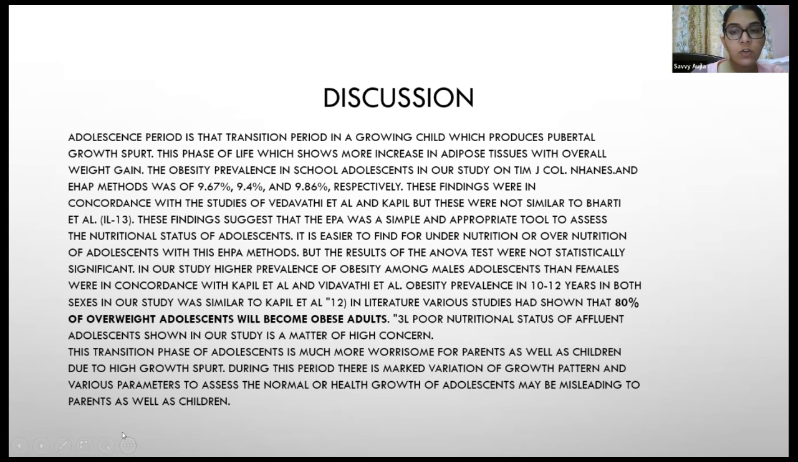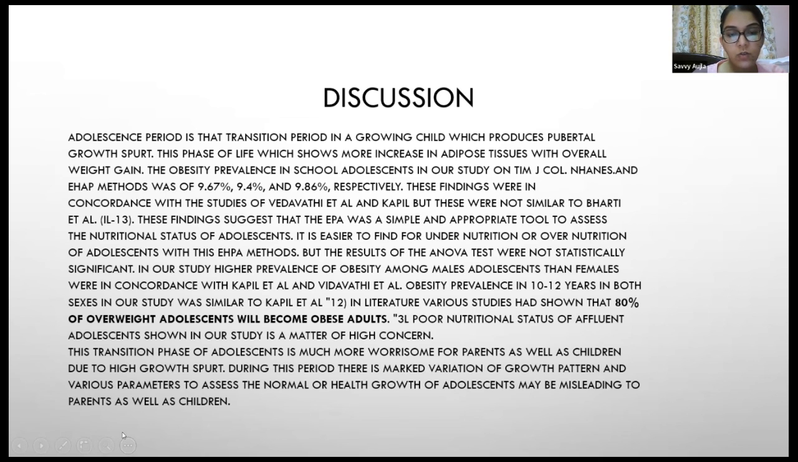But the results of the ANOVA test were not statistically significant. In our study, the higher prevalence of obesity among male adolescents and female adolescents was in concordance with the study of Patel et al. and Badwati et al. And the obesity prevalence in 10 to 12 years in both the sexes in our study was similar to Patel et al. In literature, various studies have shown that 80% of obese adolescents will become obese adults. Therefore, the poor nutritional status of the affluent adolescents shown in our study is a matter of high concern.